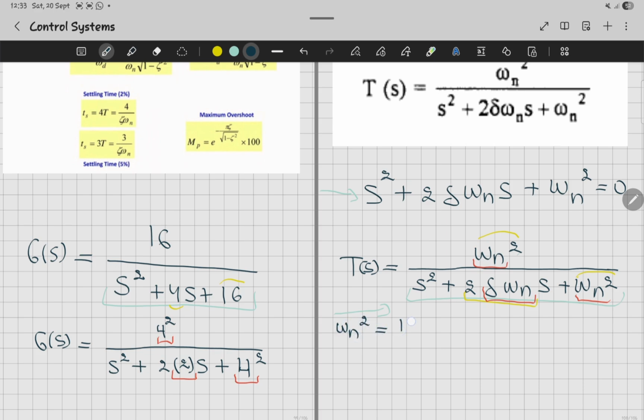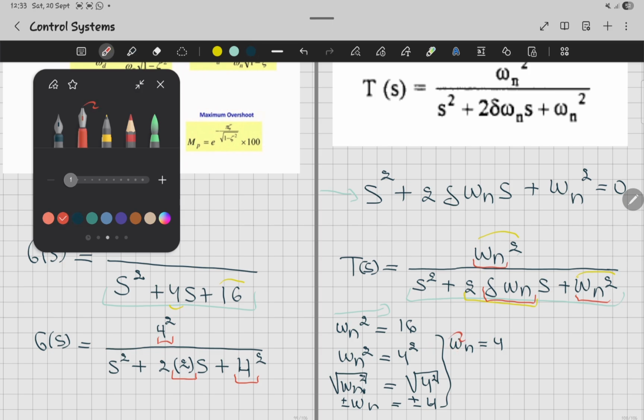wn squared will equal 16, so wn squared will be equal to 4 to the power of 2. Then you take the root of both sides, and you're going to end up with wn equal to 4. This is what you're going to get. So knowing that, we can assume that wn equal to 4. This is the answer.